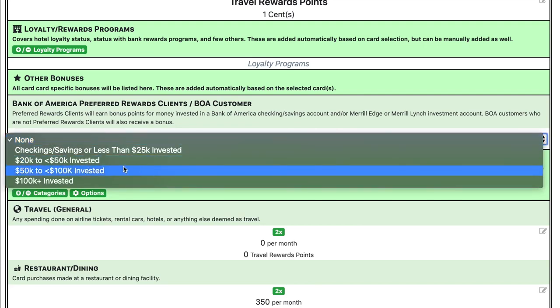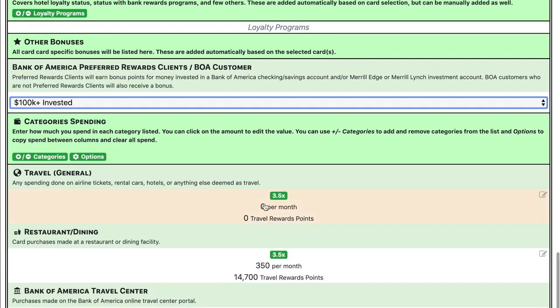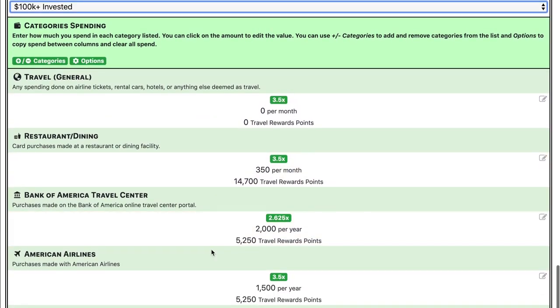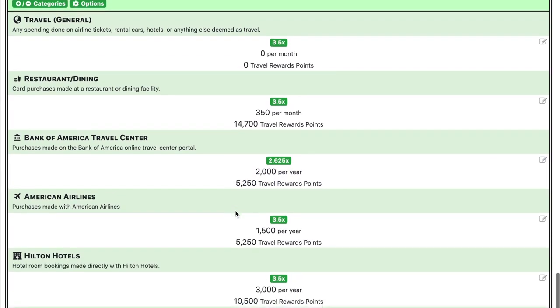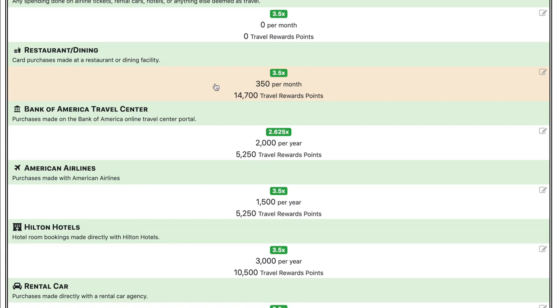So let's say you have 100K invested with Bank of America, Merrill Edge, and/or Merrill Lynch. With that said, you will receive a big boost. Travel will then get you 3.5 points as well as dining. And then Bank of America Travel Center will get you the 2.62 multiplier, and non-category purchases will get you the 2.625. So the travel and the dining will be raised to 3.5. This is a 75% boost to your point values overall. So you're looking at a quite nice return here.